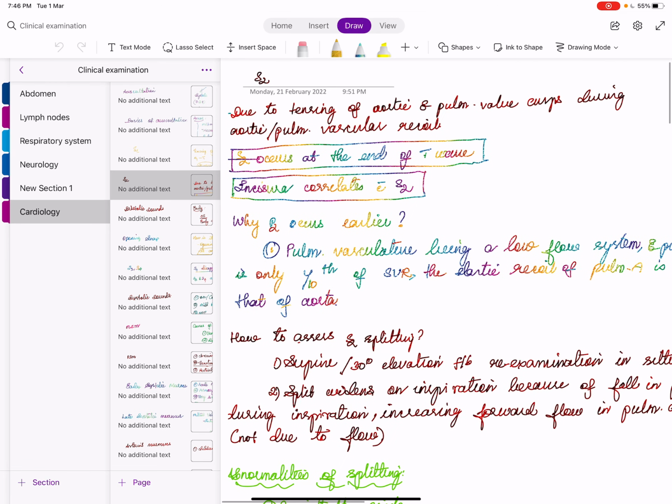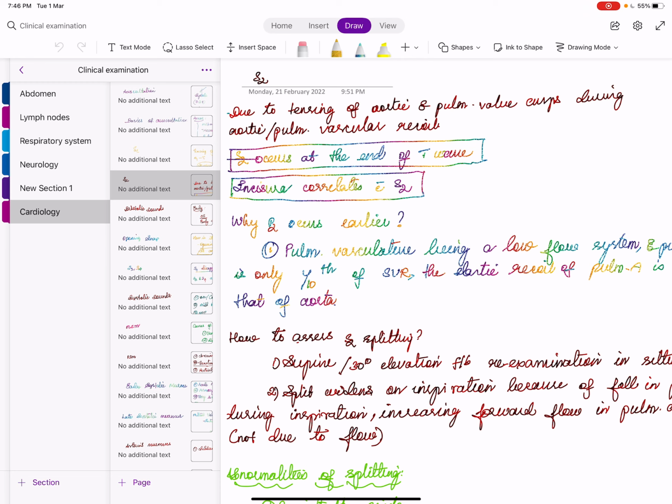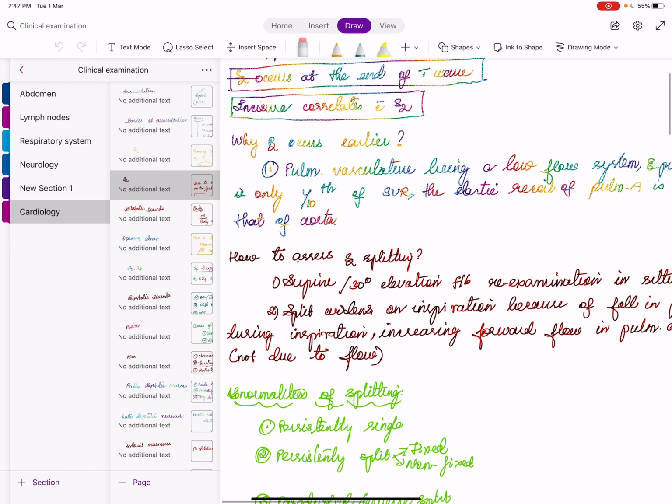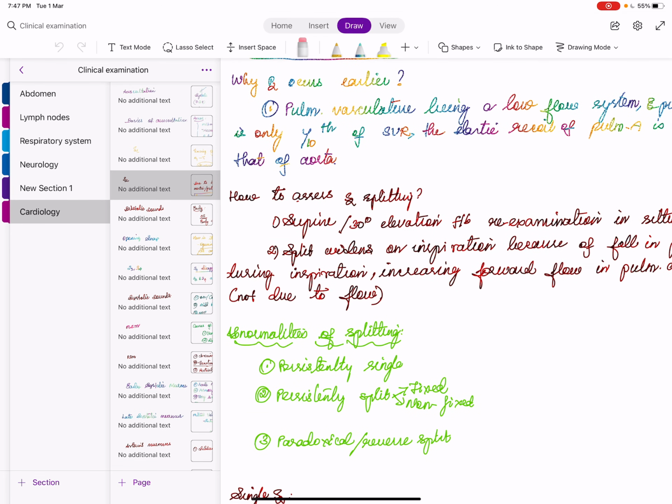We'll start with individual sounds now. Okay, first we'll start with S1. So how is S1 produced? Closure of the mitral and tricuspid valve at the beginning of isovolumetric contraction. It marks the beginning of systole.